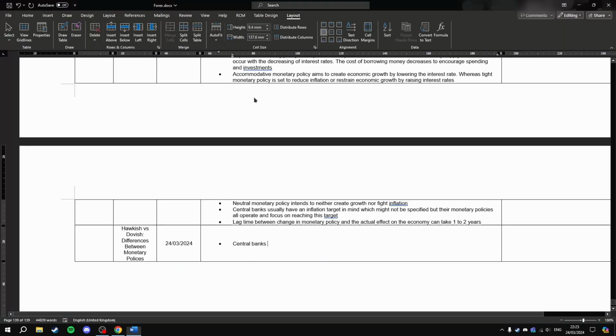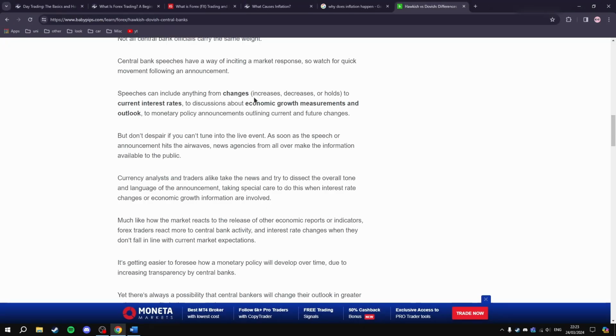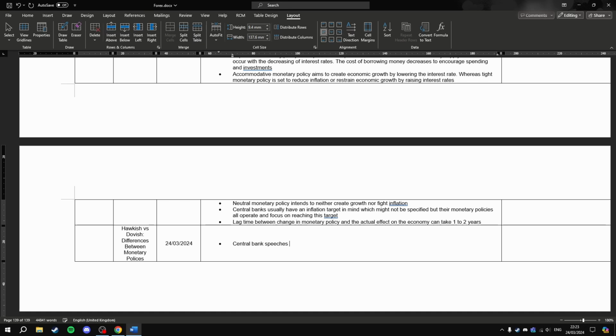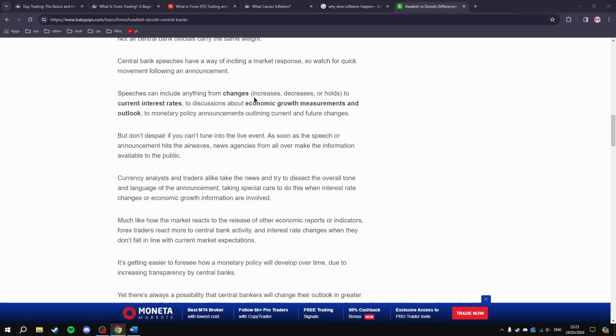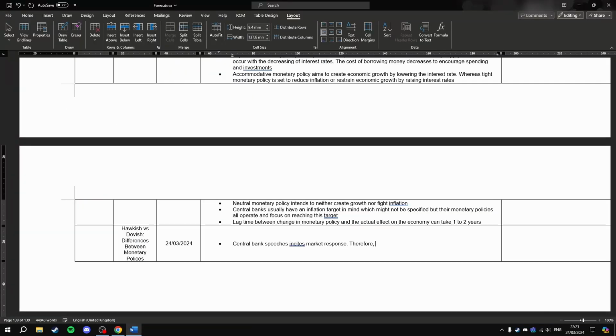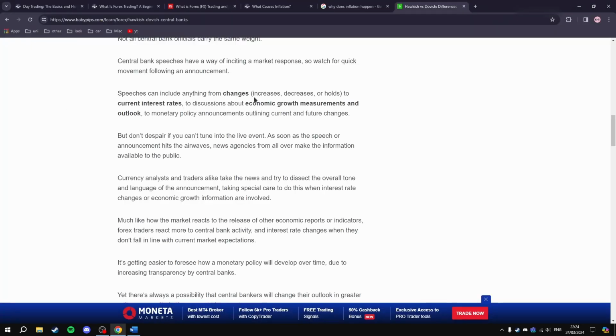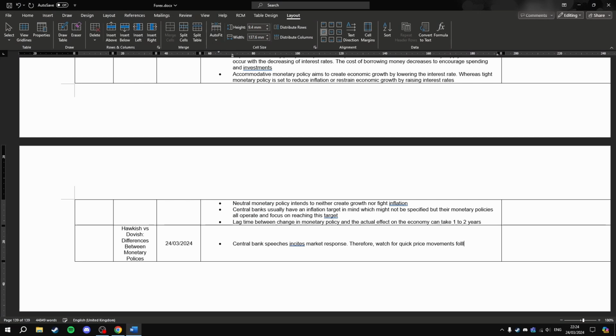Central bank speeches incite a market response. Therefore, watch for quick price movements following an announcement.